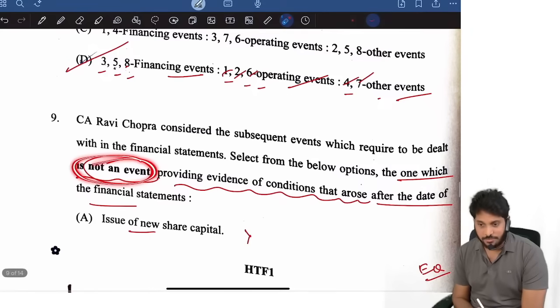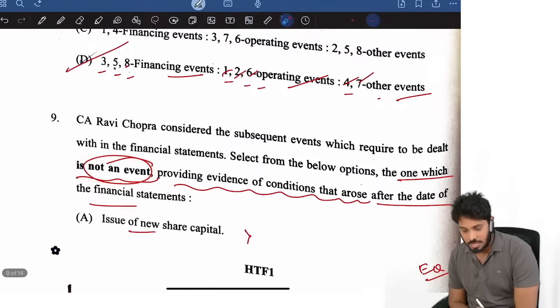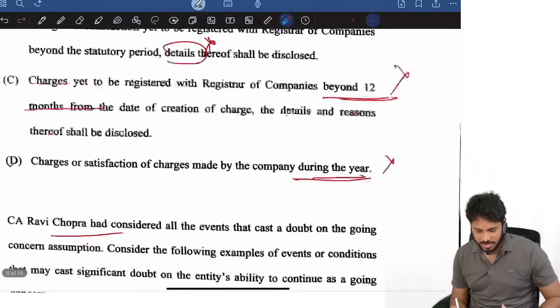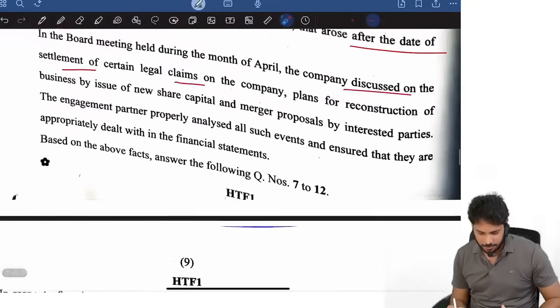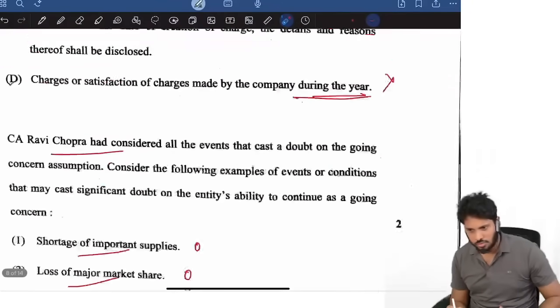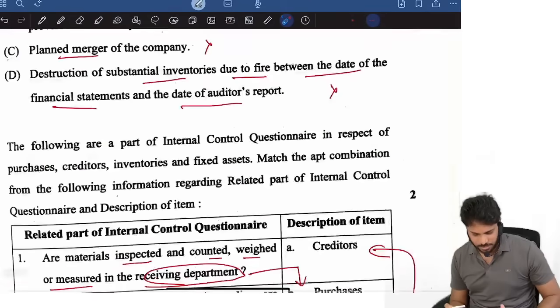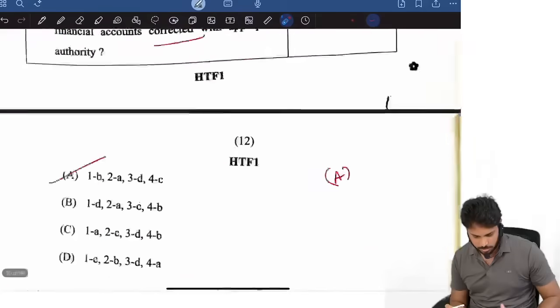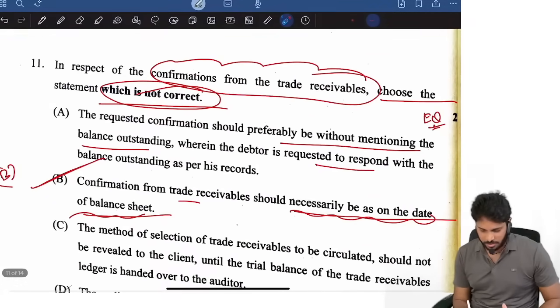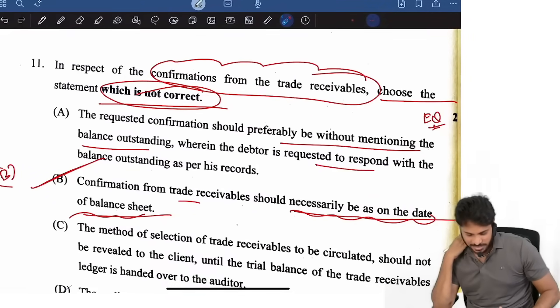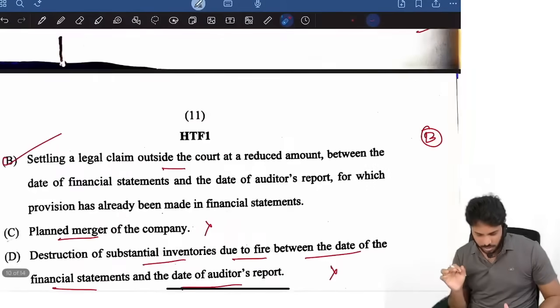They're asking which of the following is not an event. Regarding confirmation you're asking, regarding external confirmation. No, you're not telling me the exact question number here. Okay, fine. 11th question, which means MCQ 11 or 9.